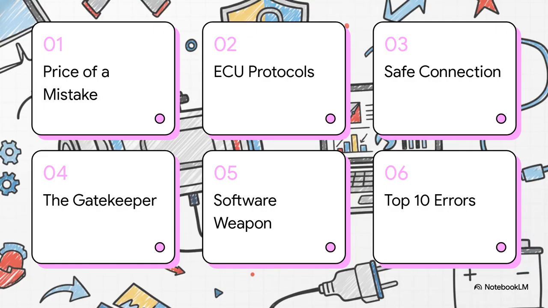Okay, let's take a quick look at our roadmap. We're going to kick things off with the actual price of a mistake, break down the different ECU protocols, and walk through a safe step-by-step connection. Then we'll face the checksum gatekeeper, choose our software weapon, and wrap up with the top 10 workshop errors you absolutely must avoid. We've got a lot of ground to cover.